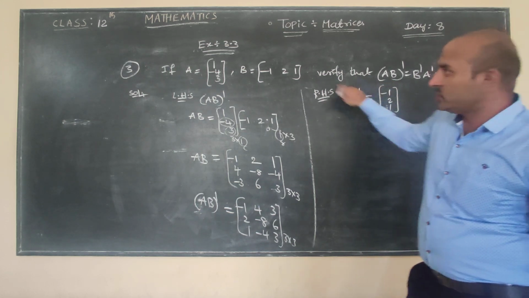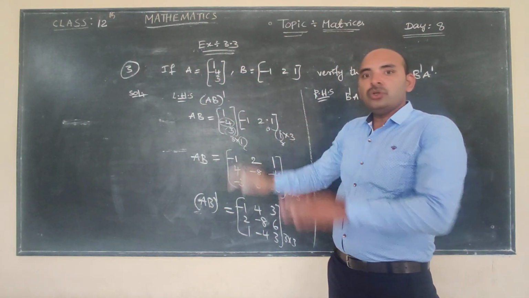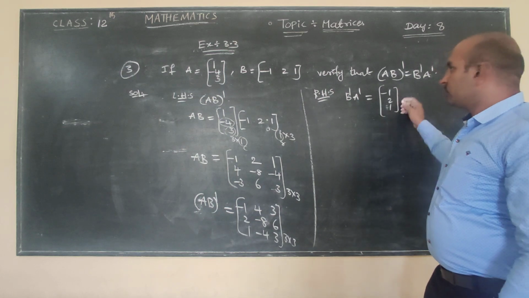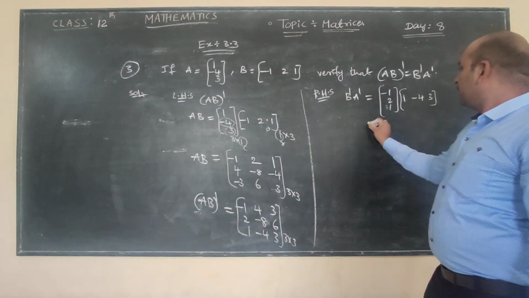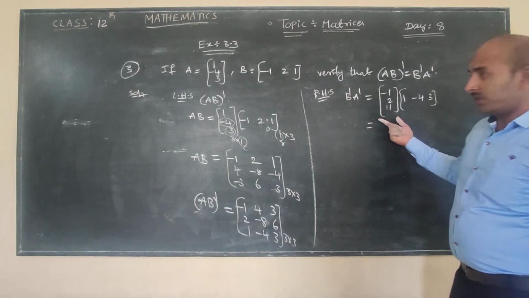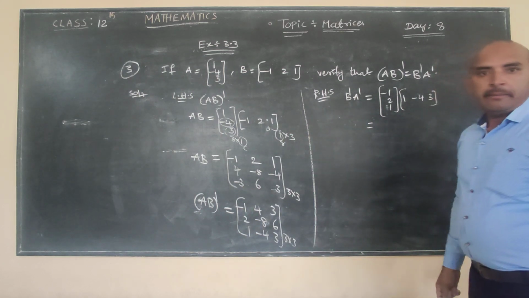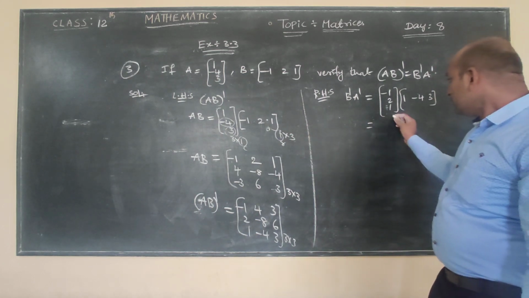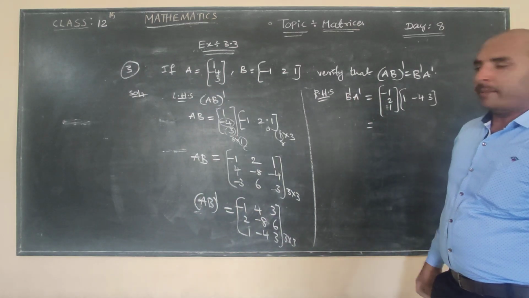How to get A transpose? This is capital A, a column matrix. The column matrix changes into a row matrix, and you will get A transpose: 1, minus 4, 3. Again the product is possible here: 3 cross 1 and 1 cross 3. As with AB, B transpose into A transpose gives a 3 by 3 matrix.